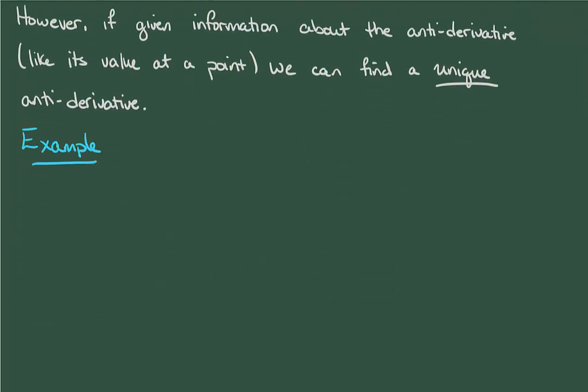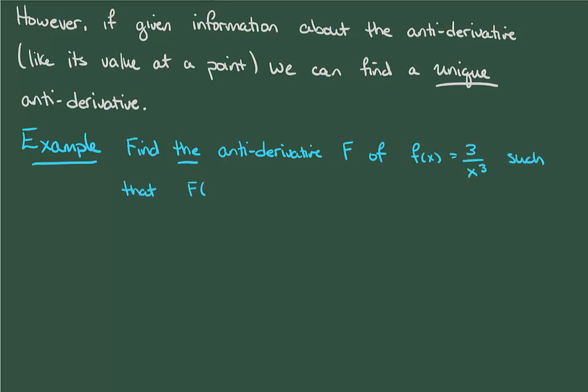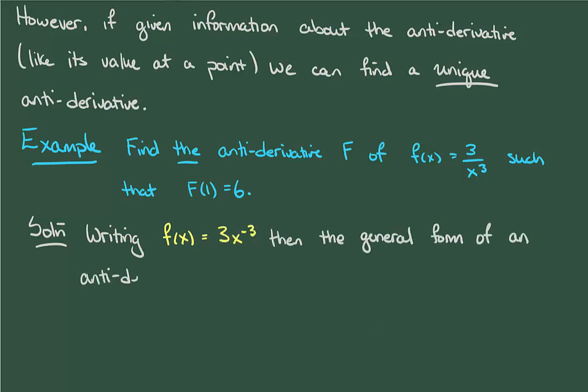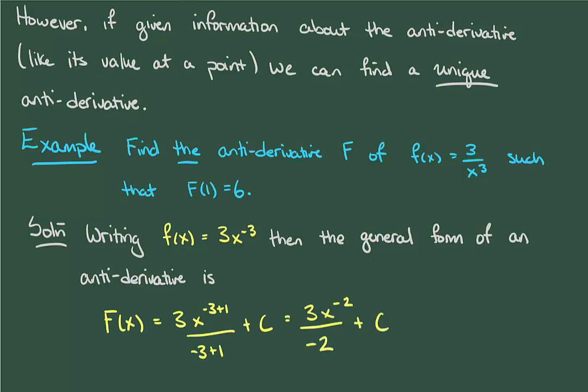To show you what I mean, let's do an example. Let's find the antiderivative of the function little f of x equals 3 over x cubed, which satisfies big F of 1 equals 6. So first, let's find the general antiderivative. Writing 3 over x cubed as 3x to the negative 3, the general antiderivative is of the following form. Here, I'll include the plus c immediately because we're working with general antiderivatives. So there's nothing new going on here. We've done our usual process of finding the antiderivative.